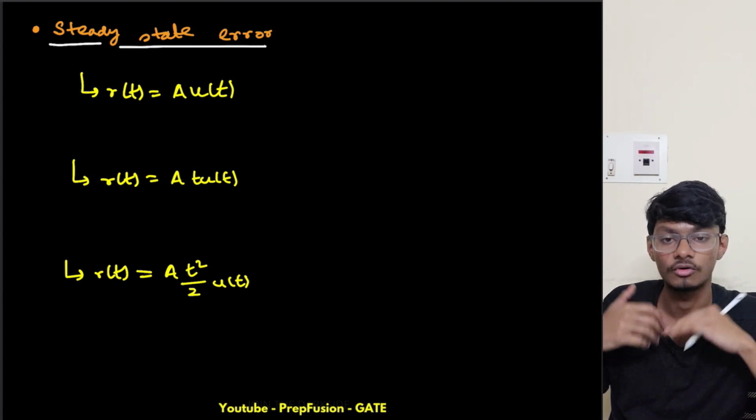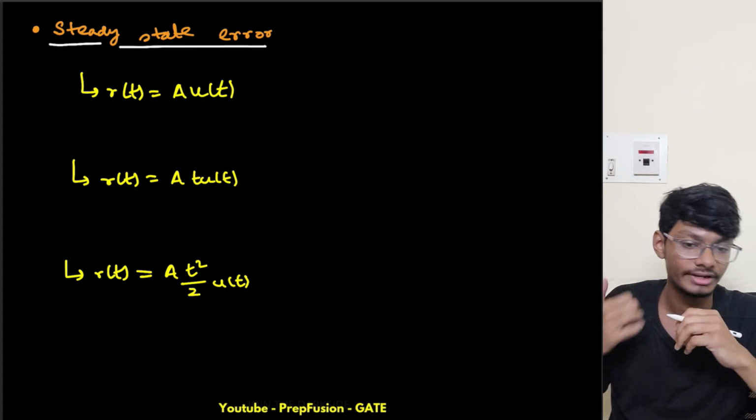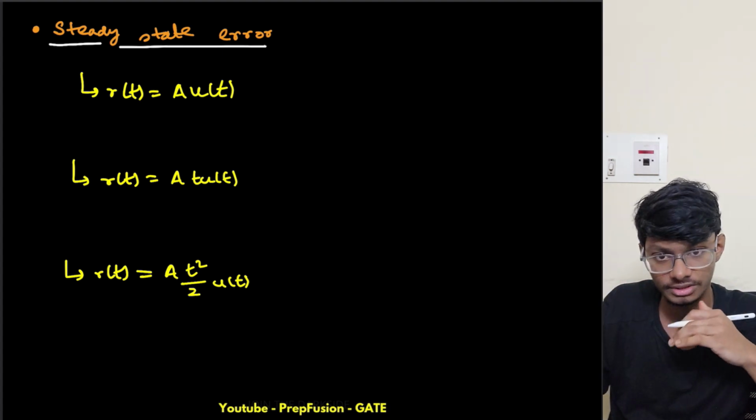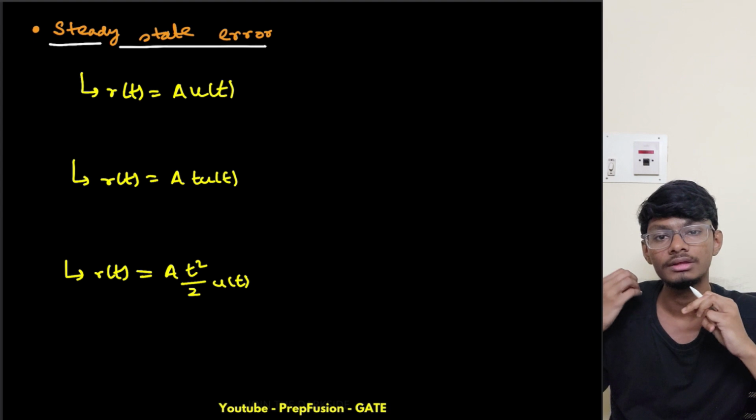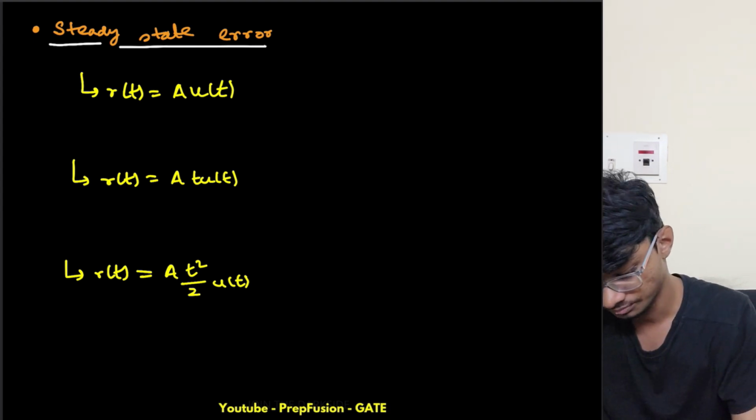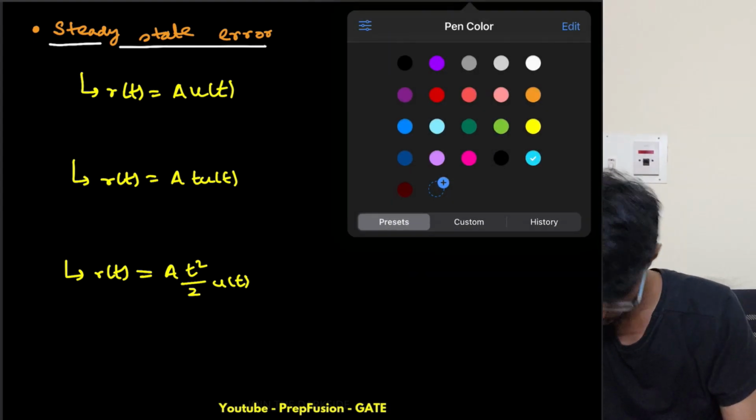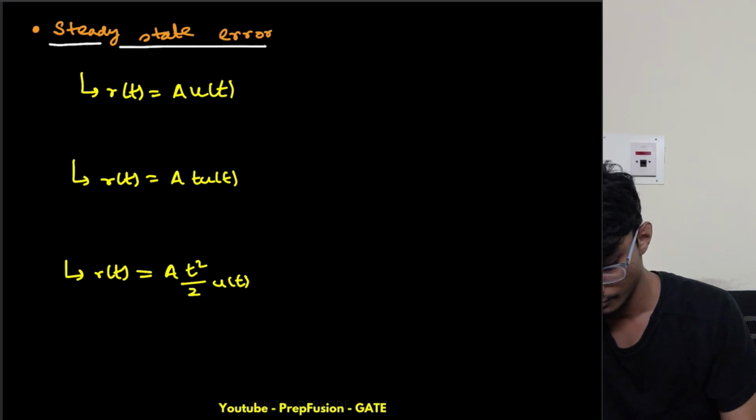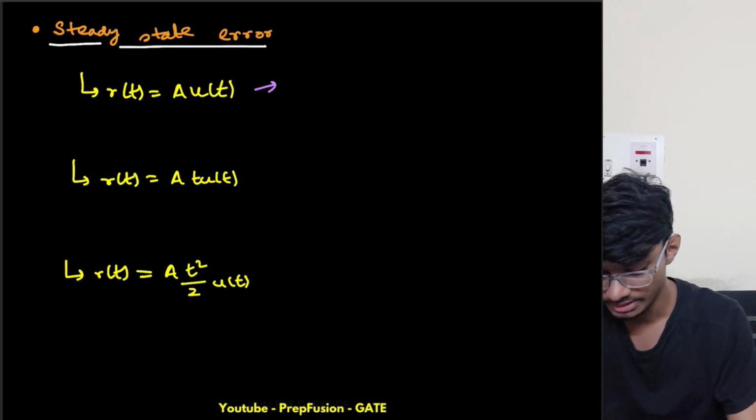Next, we derived a few steady state error equations for step input, for ramp input, and for parabolic input, right? And we derived a few coefficients: position error coefficient, velocity error coefficient, and acceleration error coefficient. So what is this equal to? This is basically my steady state error.